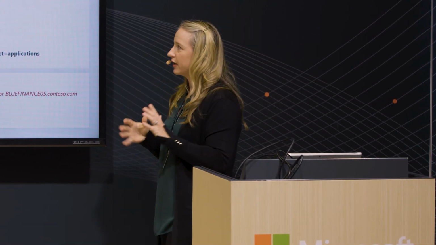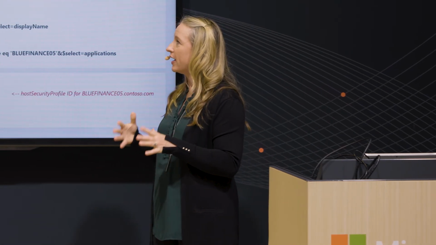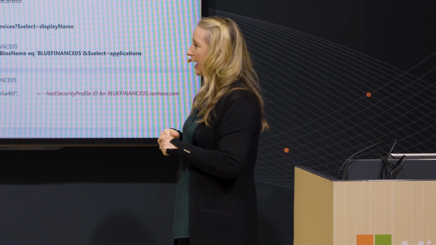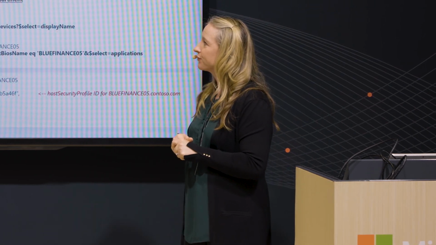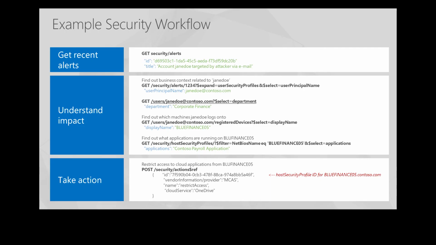And just to get under the hood a little bit here, we'll take a look at just one example security workflow and how the security API can add value at different phases. So first, a simple API call can be used to get alerts from the security graph. And here we see an alert that an account, Jane Doe's account, was targeted by an attacker via email. Then we can query the Microsoft Graph to get additional business context. So who is this Jane Doe?